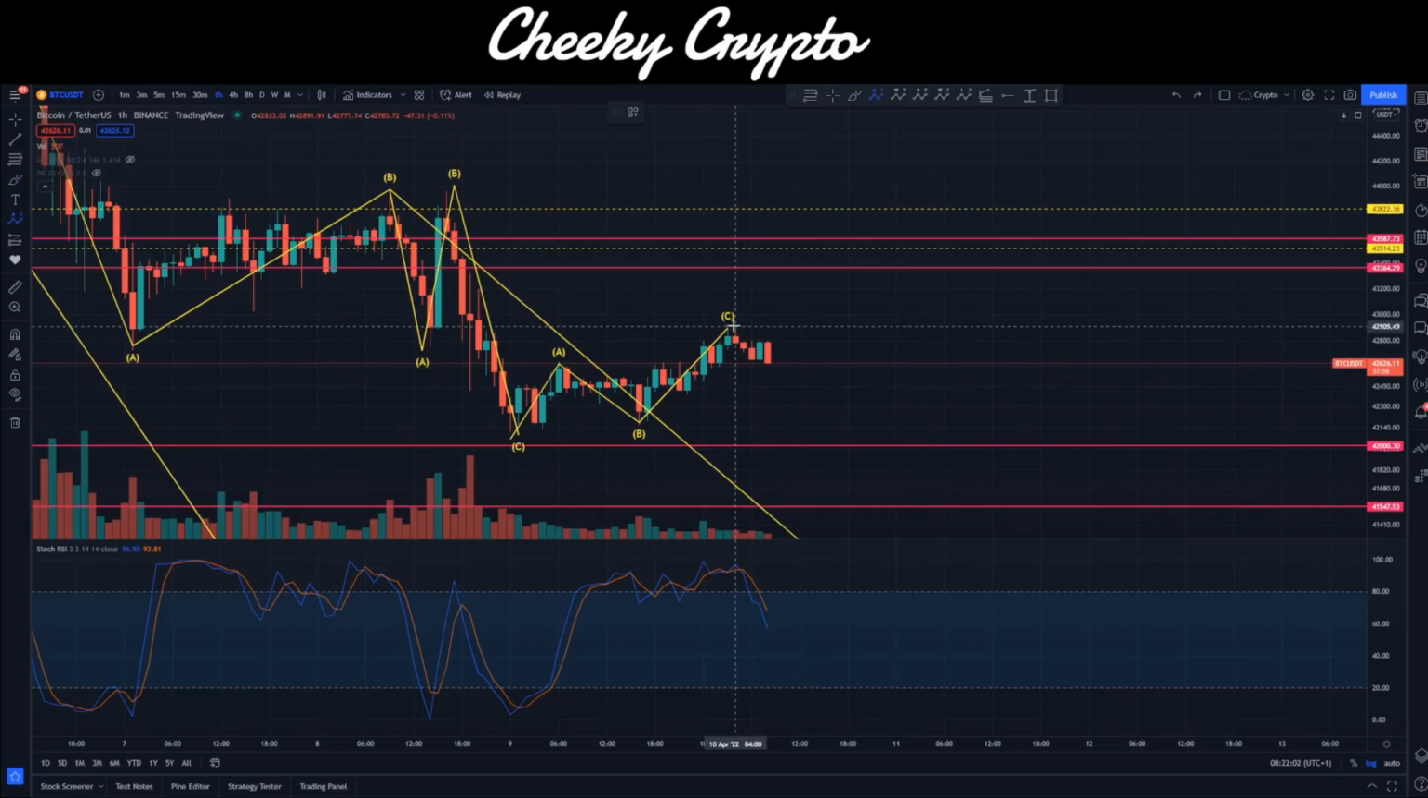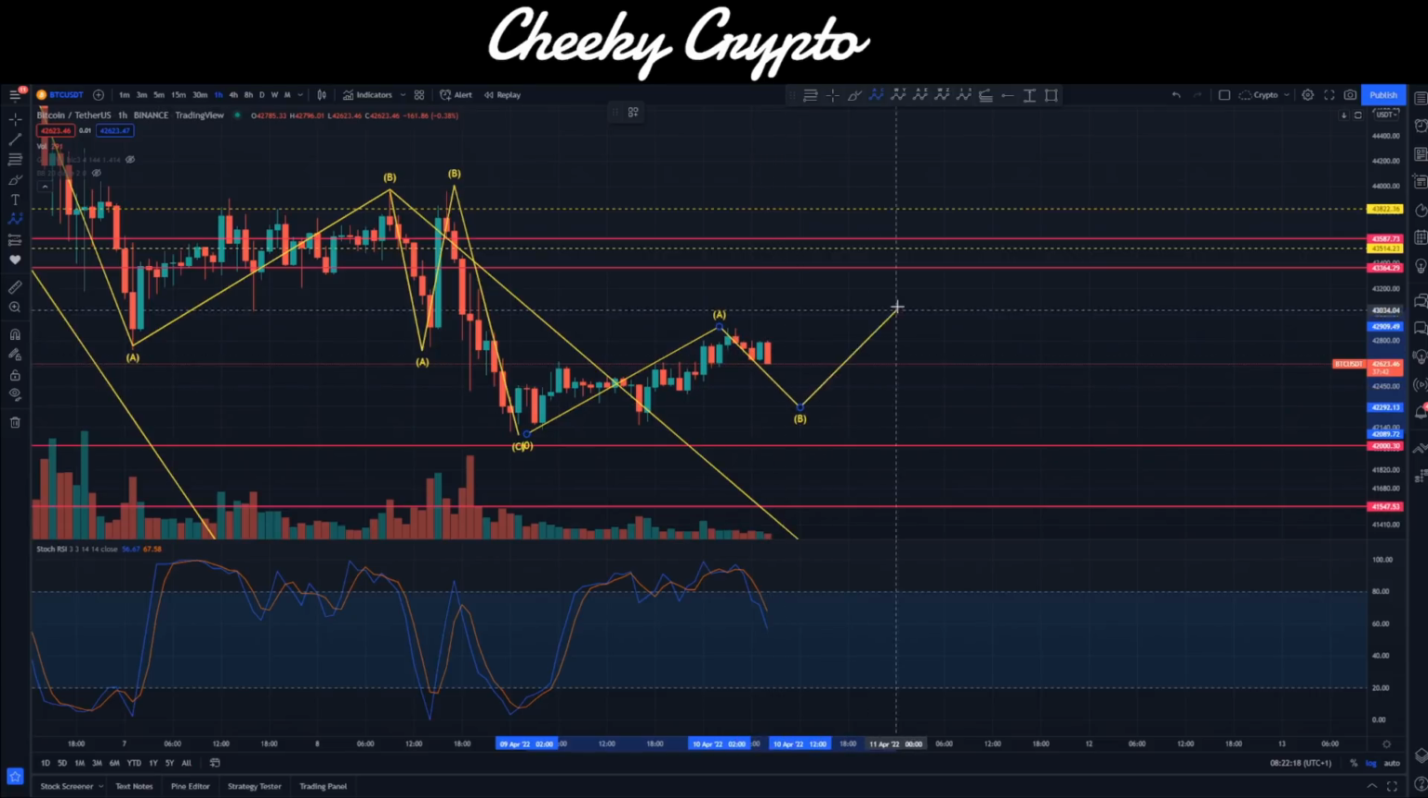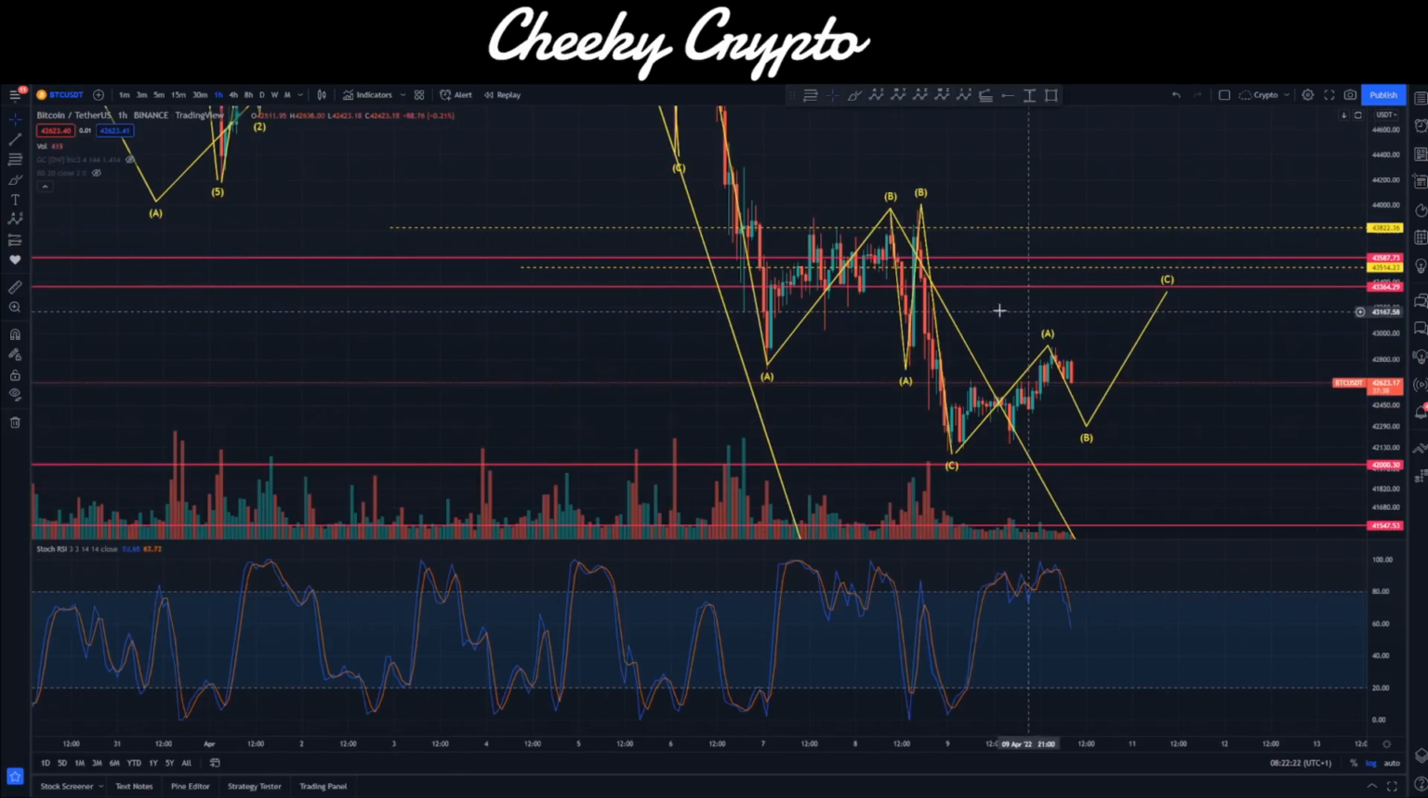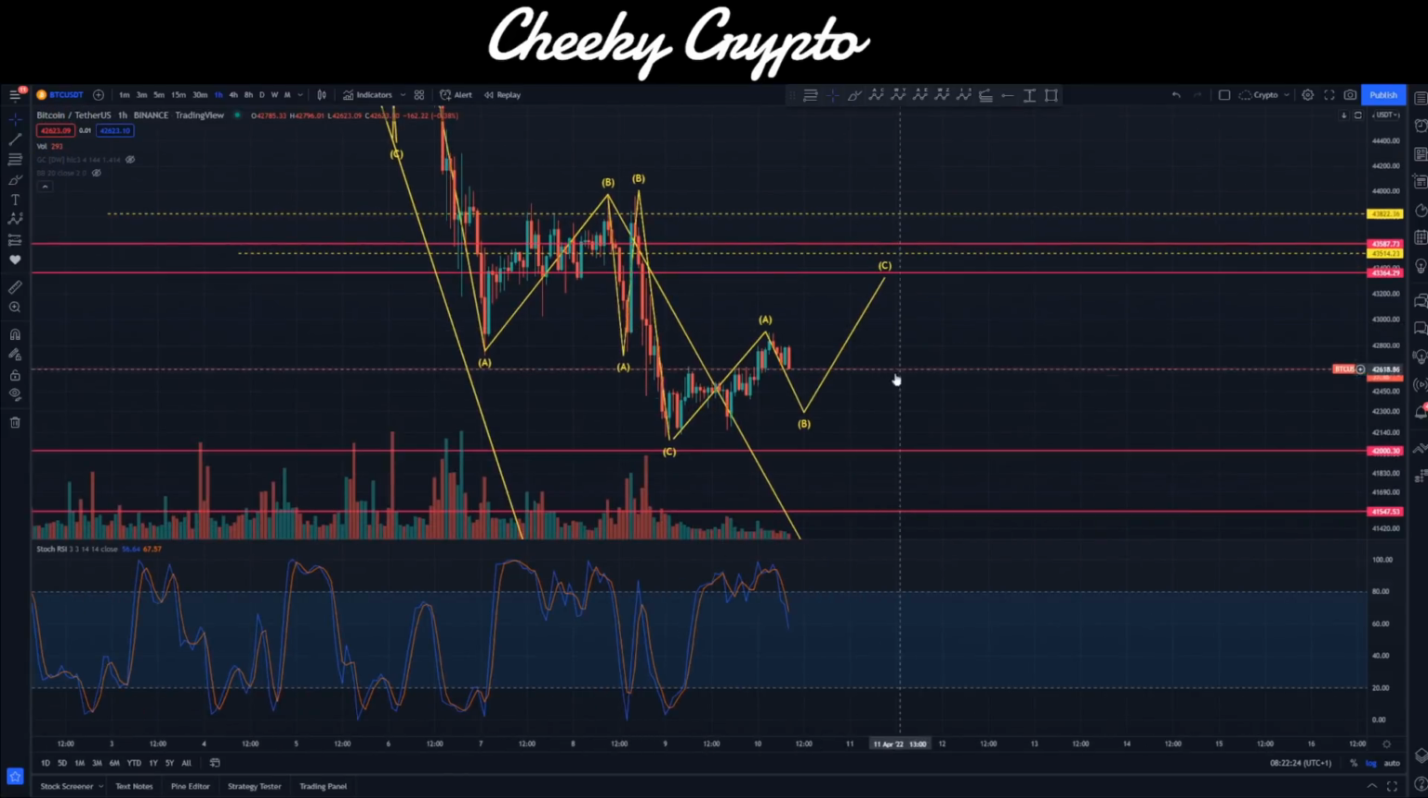So I think what we're looking at is some kind of smaller ABC here. This gives us encouragement to think that what we've got might be some kind of larger ABC move, with all of that being an A, some kind of B wave coming down, and then some kind of C wave moving on up. Again, that means we've got a good structure of a reversal starting to form.